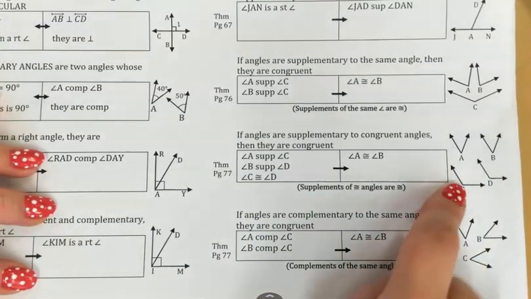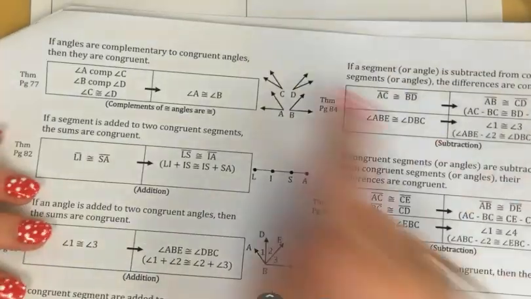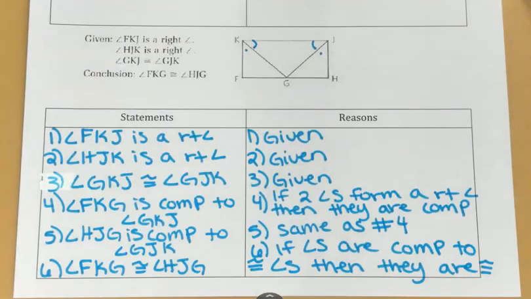Again, you've got your diagrams here. Look, 3 angles, 4 angles, 3 angles, 4 angles. Let that be your guide in knowing which theorem to use at what time.